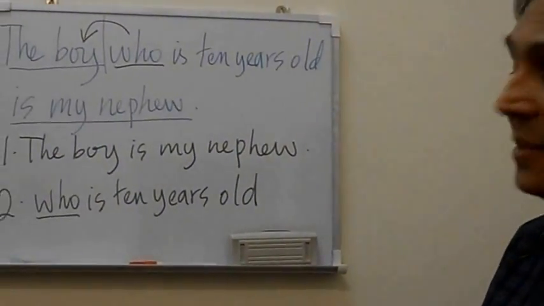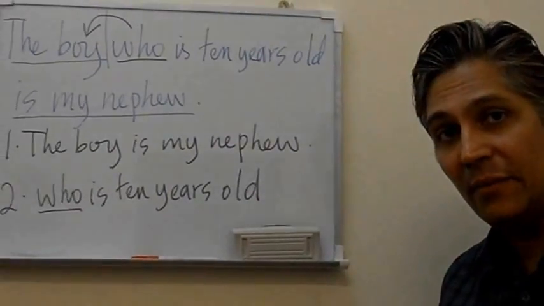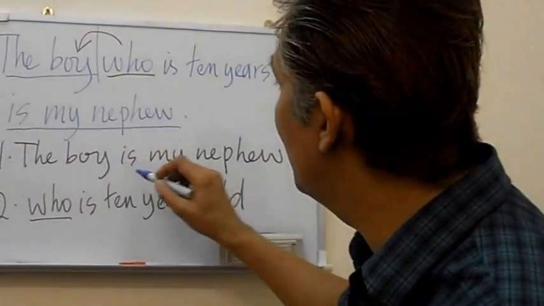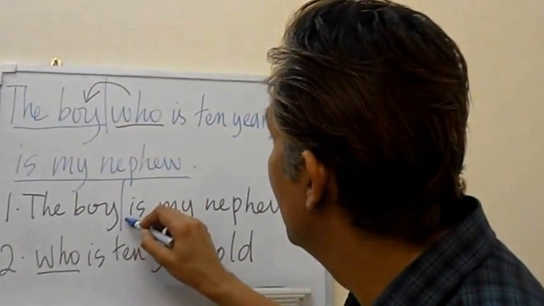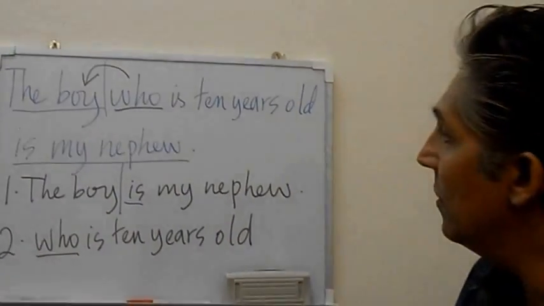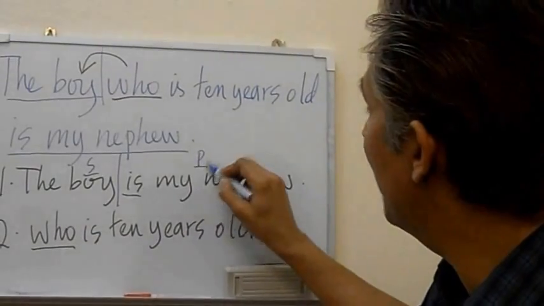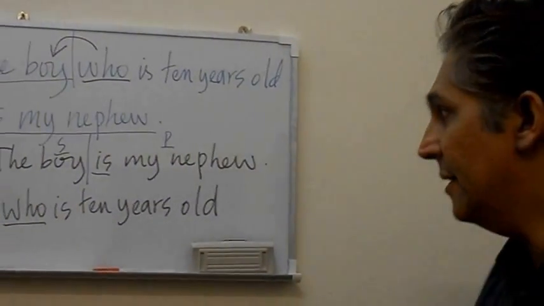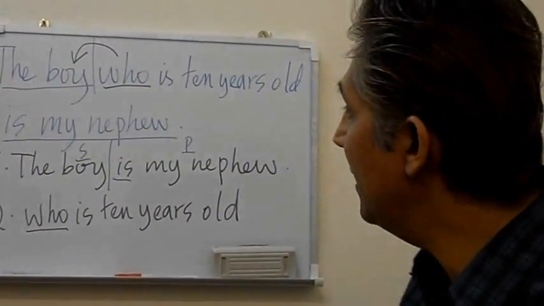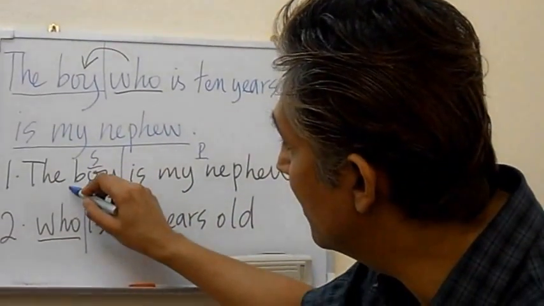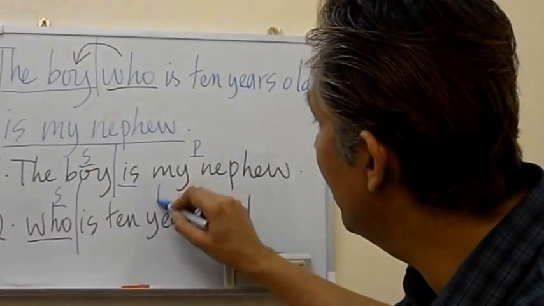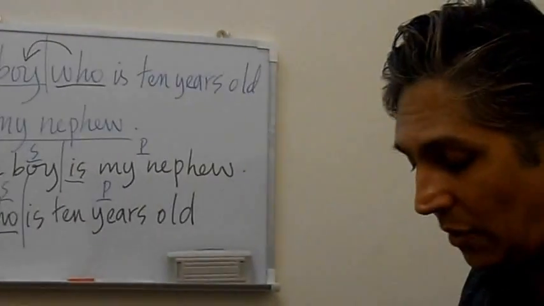Notice that both these sentences have subject and predicate. The first sentence, the boy is my nephew. The boy is the subject here, is my nephew is the predicate. And the second sentence too contains the subject and predicate. Who is the subject, is 10 years old is the predicate.